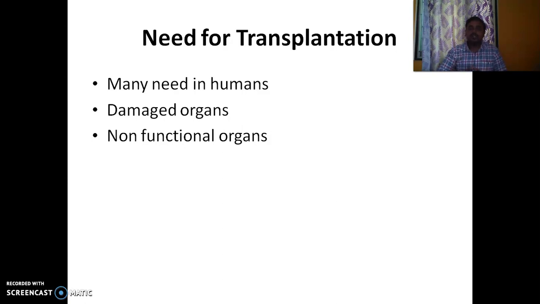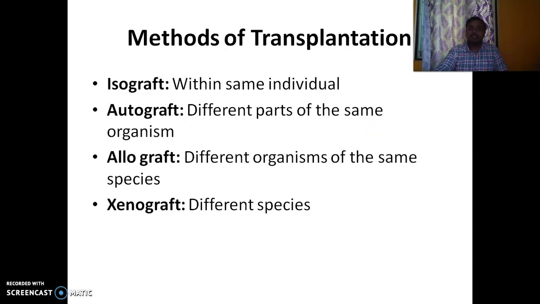God has given us all the basic cells, tissues and organs for our function. But the problem is when any cell, tissue or organ has damage or is not doing its function properly, then we are in need of transplantation. Nowadays, many people are in need of transplantation of different organs. That's why the transplantation process is becoming very necessary and crucial nowadays.